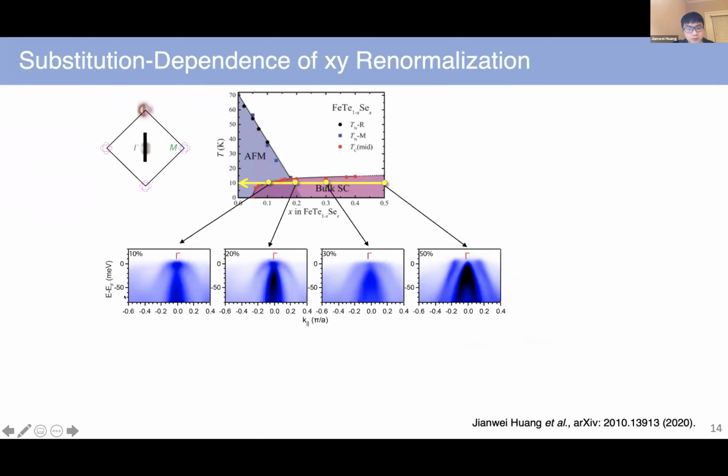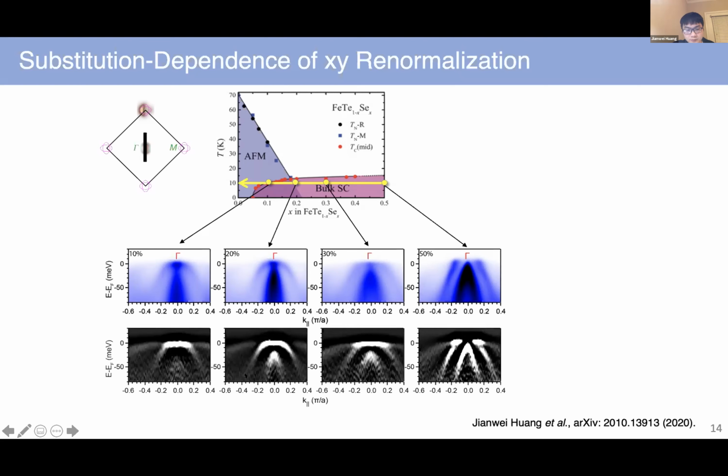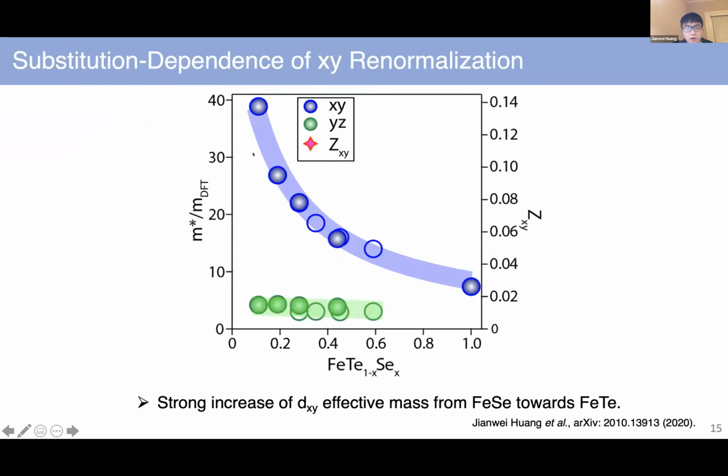All these cuts were taken at low temperature, around 10 Kelvin. To better show the band dispersion, we take a second derivative, and we fit the band with a parabolic curve to extract the effective mass. First, let's take a look at the dyz orbitals. We find that the effective mass of the dyz orbitals does not change much. But for the xy orbitals, we find a much stronger effective mass towards the iron tellurium end. We plot our fitting results here, and indeed we find a divergent behavior of the effective mass enhancement towards this iron tellurium end.